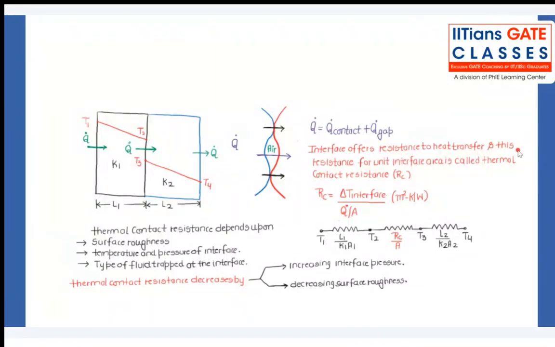And how do we quantify that? This resistance per unit interface area is called thermal contact resistance. So thermal contact resistance is delta T across the interface, T2 minus T3, divided by Q dot by A. If I draw the thermal resistance network for this path, this block I can represent by one resistor, this contact resistance by one resistor, and this block by a third resistor.